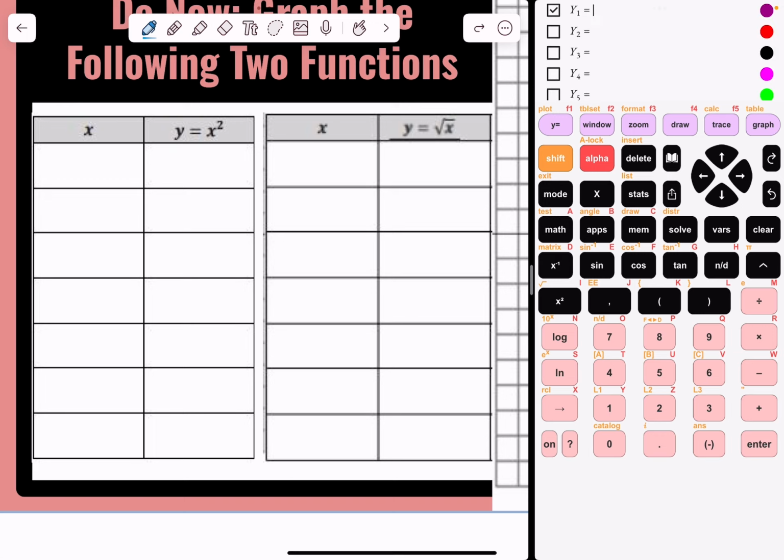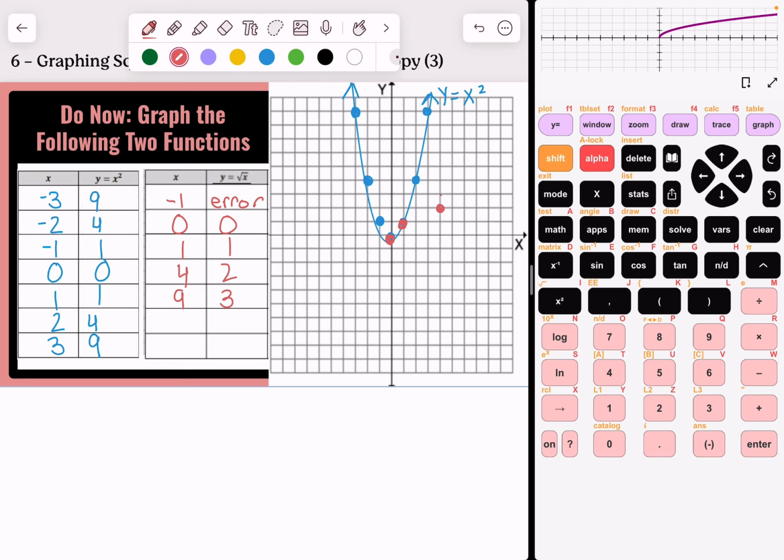So I have the points 0, 0, 1, 1, 4, 2, and 9, 3. All right, so -1 is an error, okay? Then 0, 0, 1, 1, 4, 2, and then over 9, up 3: 9, 3. All right, I'm going to connect those, and I'm going to put an arrow. And this is the graph of y equals the square root of x.